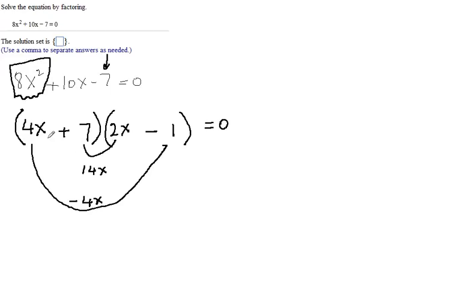So notice that the inner or the middle term comes from the outer, which is negative 4x, and the inner, which is 14x. So 14x minus 4x is 10x.